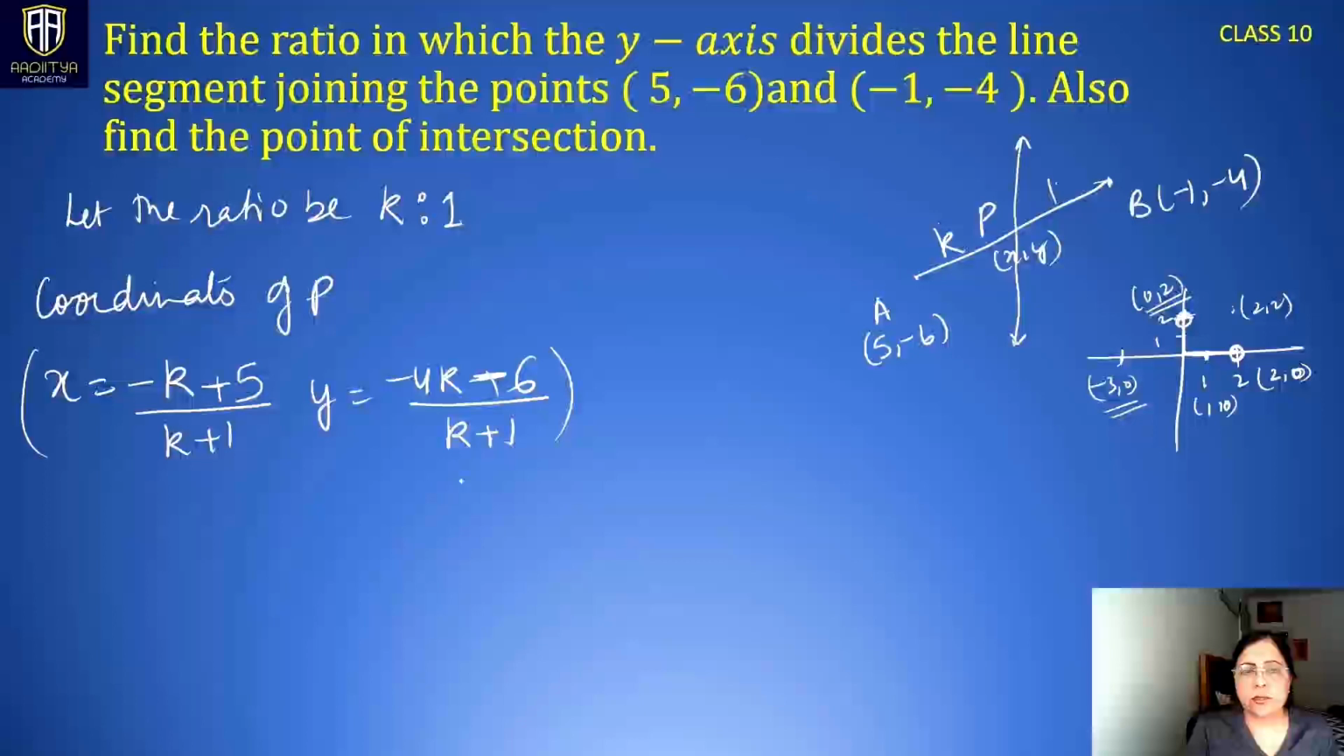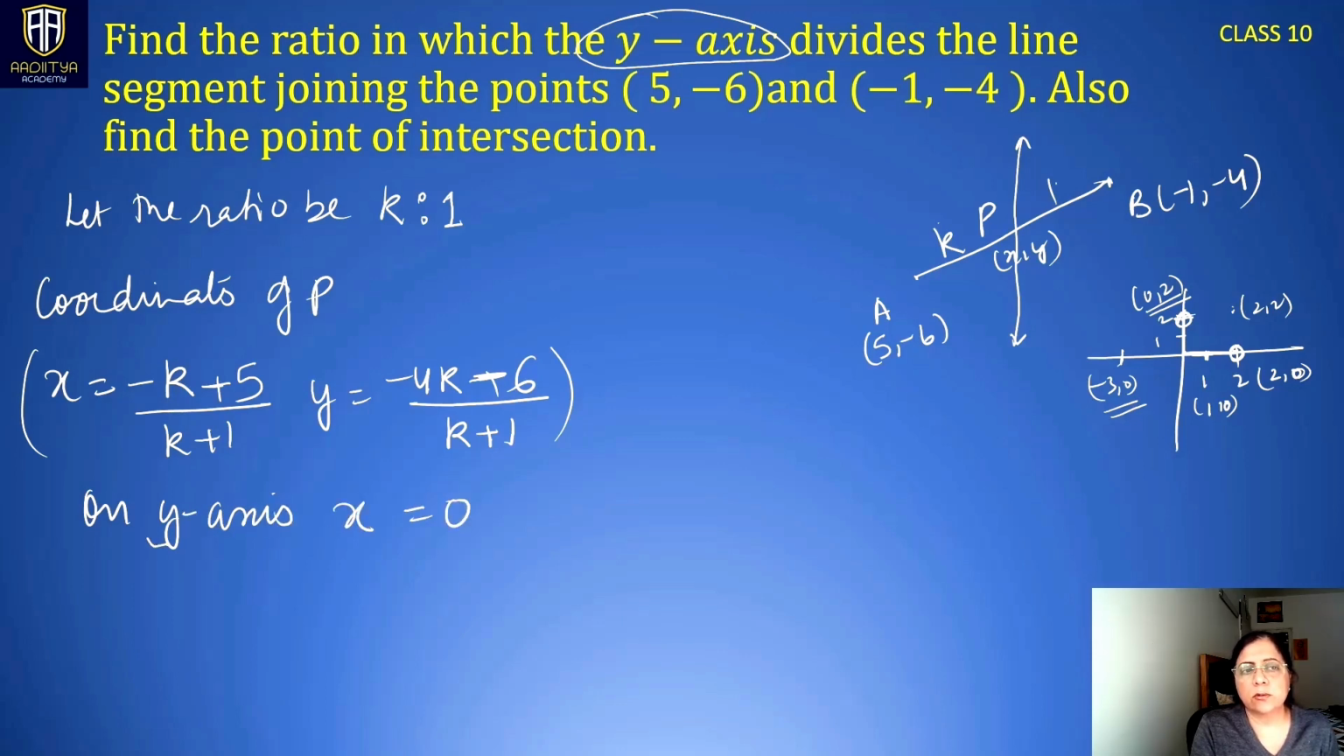What extra thing is given? Here, the coordinates of P are not given. In the previous question where we had done with k and 1, coordinates were given. Here, the only thing is that this point is represented on the y-axis. So on the y-axis, the x-coordinate is always 0, right? So what we can do is equate the x-coordinate of point P to 0.